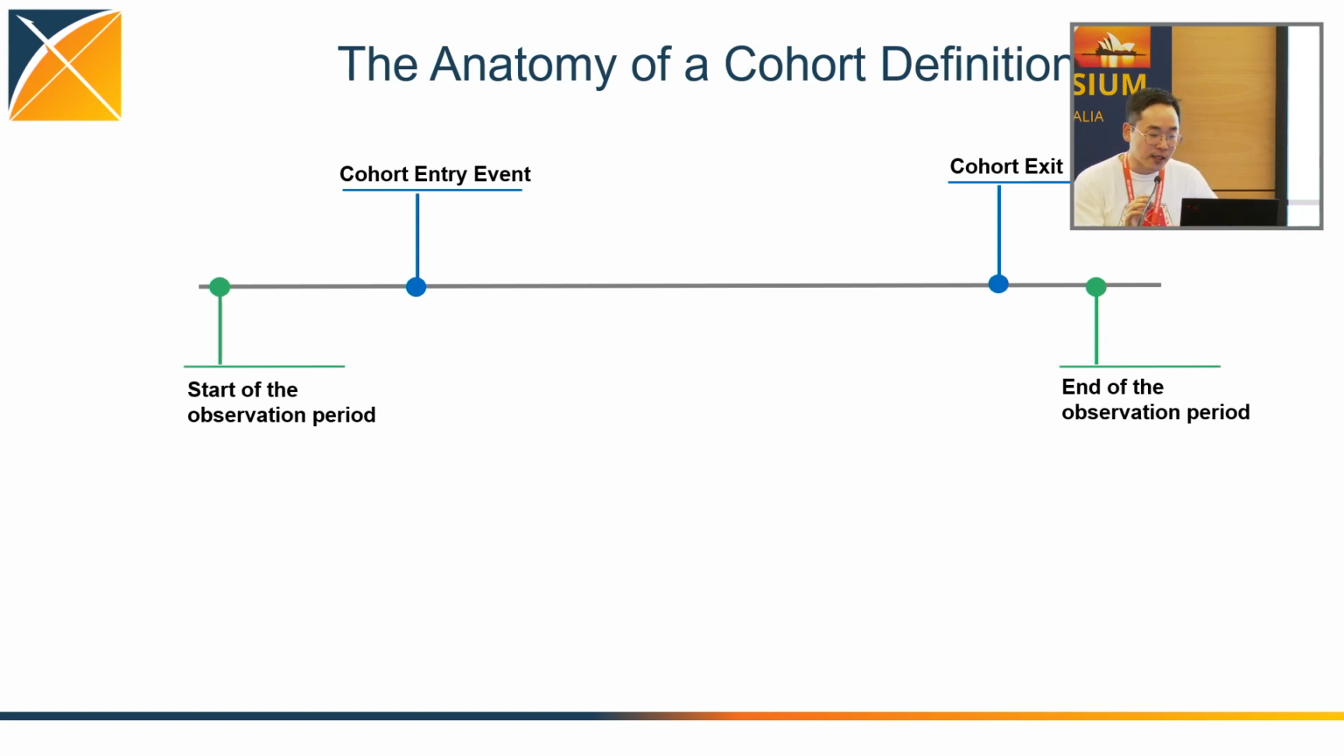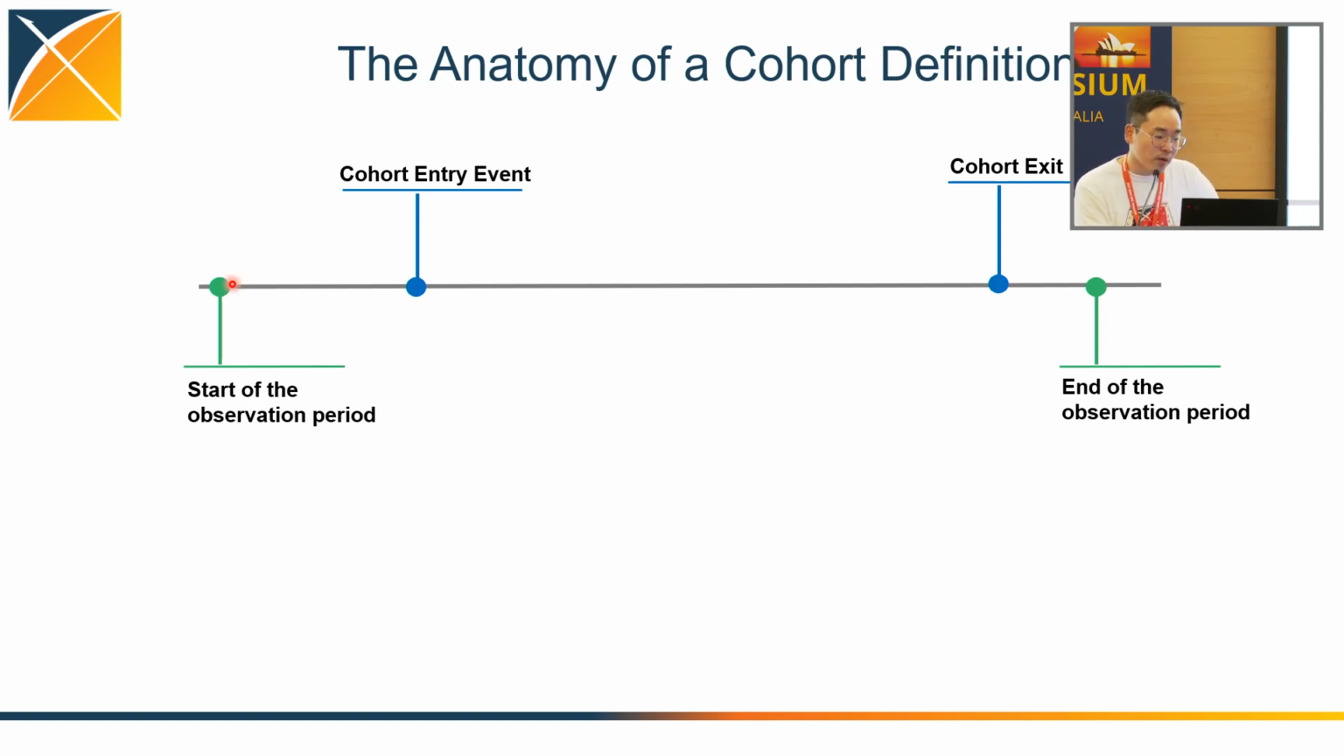So this is the anatomy of a cohort definition. It's really important. So again, there is an era. Every cohort has an entry event. So there is an entry or index date, and there is an exit. Again, there is an era in the cohort from the start to the end. So it must be started, and it must be ended too.